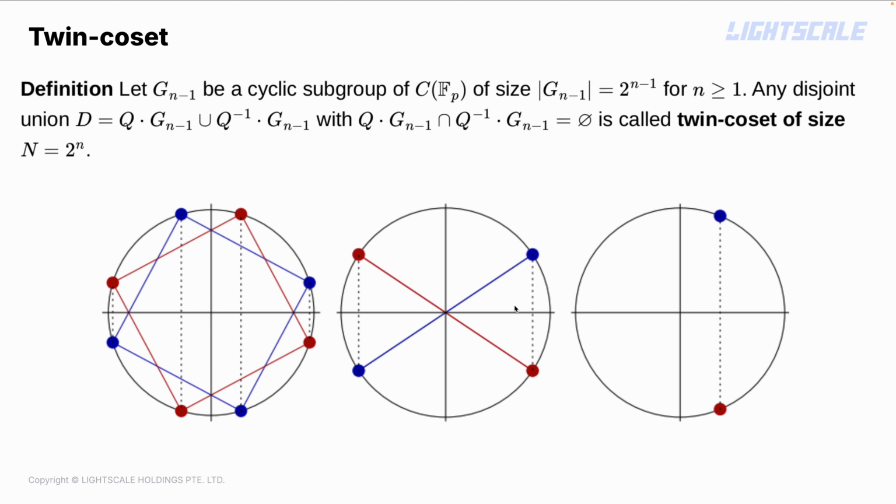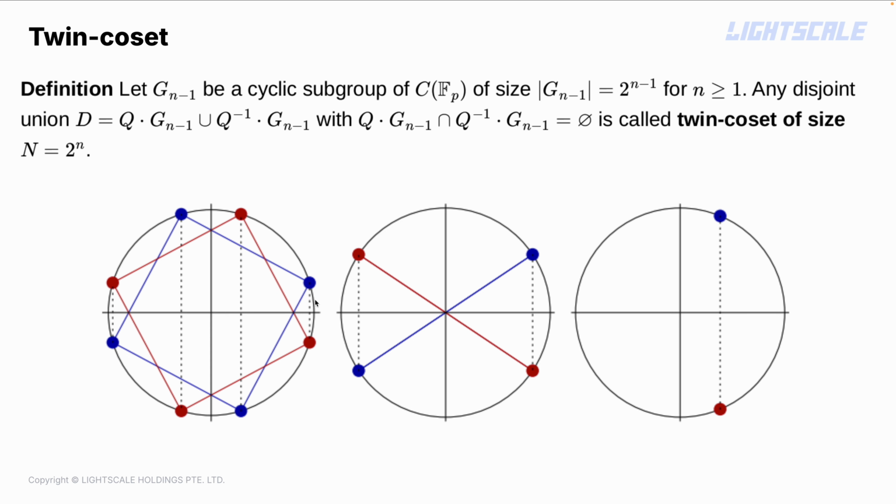So here, G_{n-1} represents a subgroup of size 2 to the power of n minus 1. If you take a union of these two cosets, then it's going to be a twin coset of size 2 to the power of n. This blue is representing one coset, so let's say this is the q G_{n-1} coset. Here n seems to be 3, so this is a coset of size 4. And the red one is going to be q to the minus 1 times G_{n-1}.